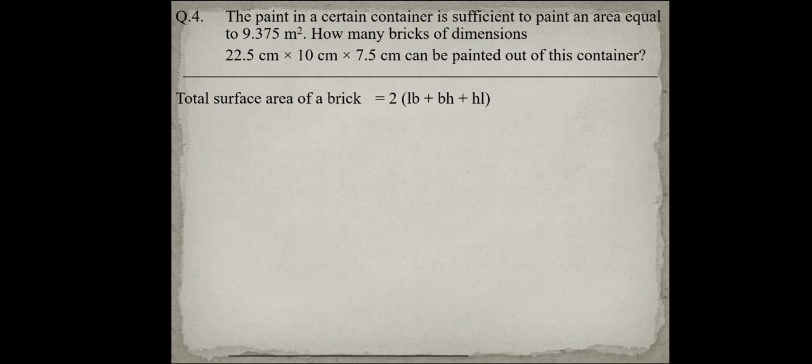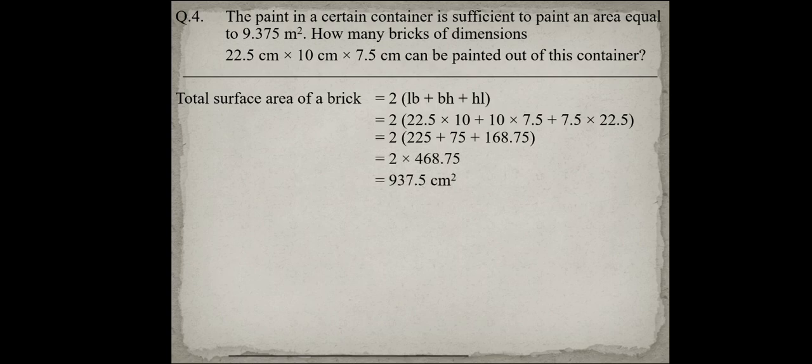So first of all, find the area of this brick, that is equal to 2 into LB plus BH plus HL. Put the values. So we find the area of a brick, that is 937.5 centimeter square. Now the paint in that container can paint an area of 9.375 meter square. This unit is in meter square, but the unit of the brick is in centimeter square. So we need to convert these into the same unit. So the area covered by the paint in the container is 9.375 meter square.